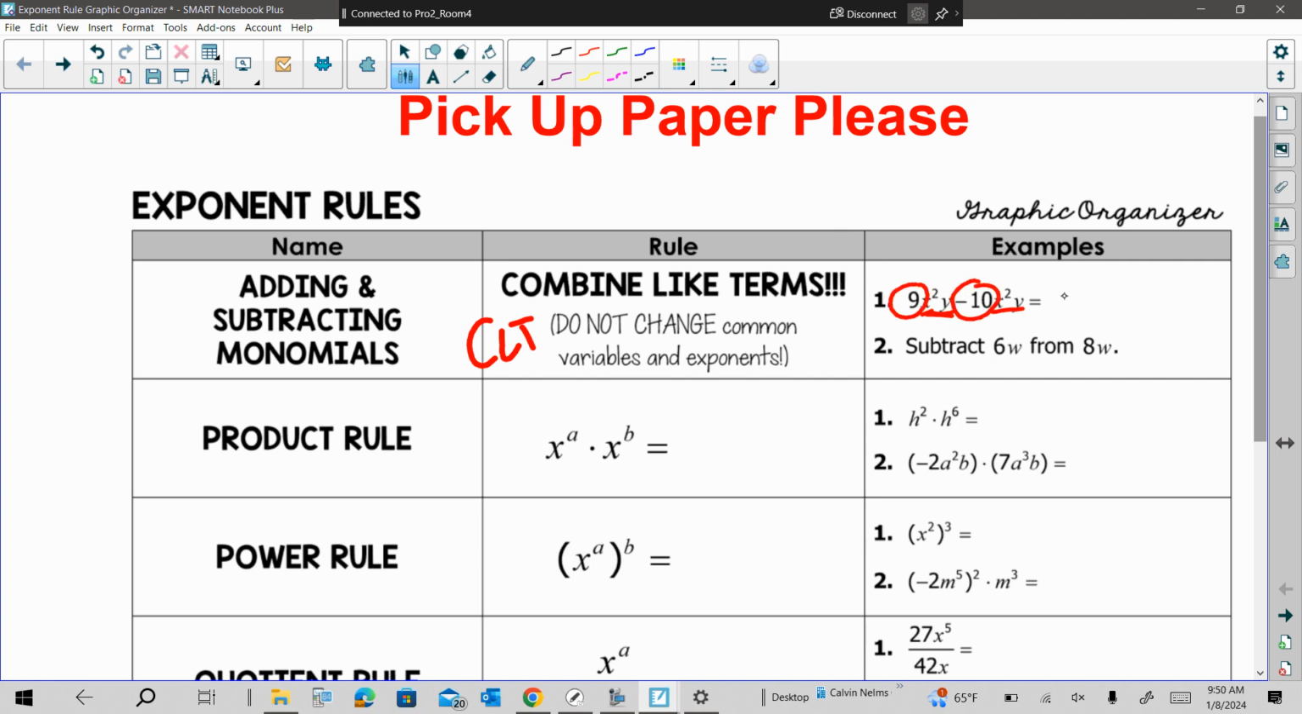So when I subtract, that turns into a -1, and you keep the exponent and the variable. Okay, so -1 x squared y is the answer here.